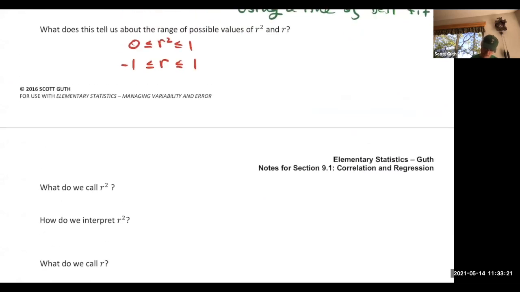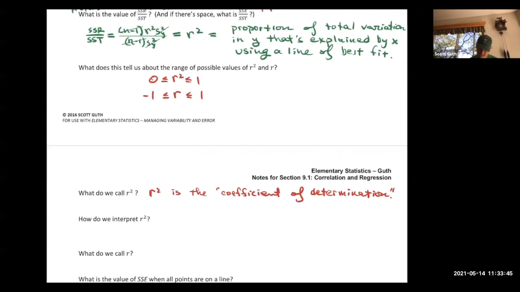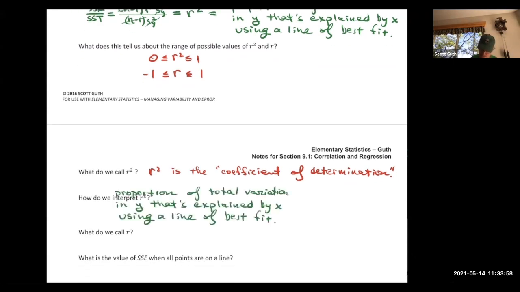So what do we call R squared? R squared is the coefficient of determination. It's just a term in statistics that's used a lot. It's an important number. And why is it important? Because it determines how good your explanatory variable is at explaining your Y values, or predicting, if you like the word predict better than explain.